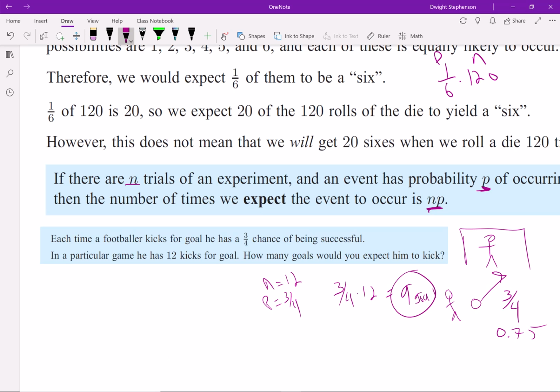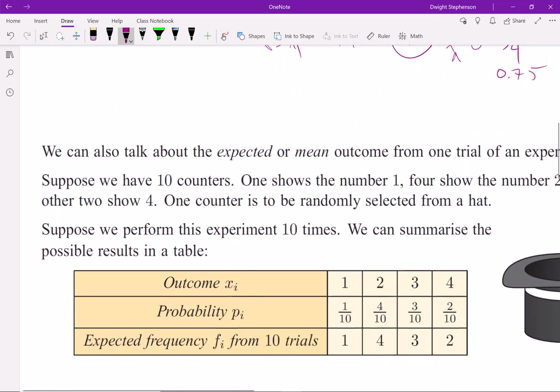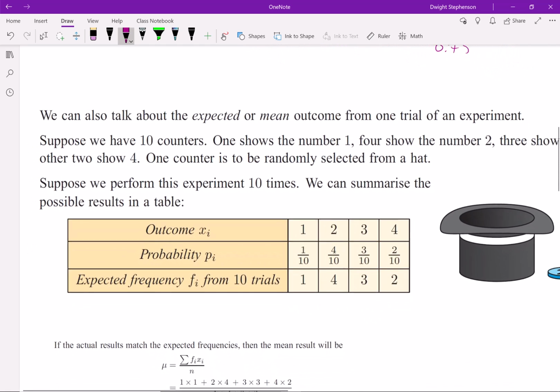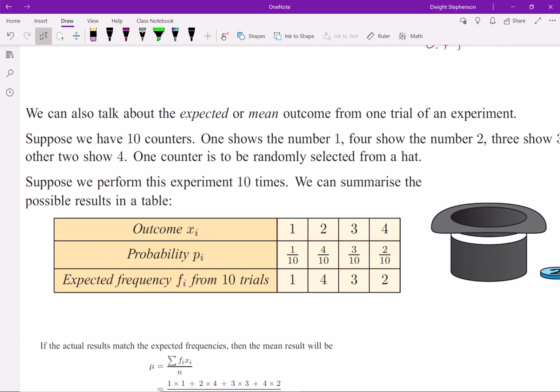Hopefully, that's not too mind-blowing, but that's the underlying concept behind what we're actually going to talk about here. We can talk about the expected value, also known as the mean outcome for a trial of an experiment.